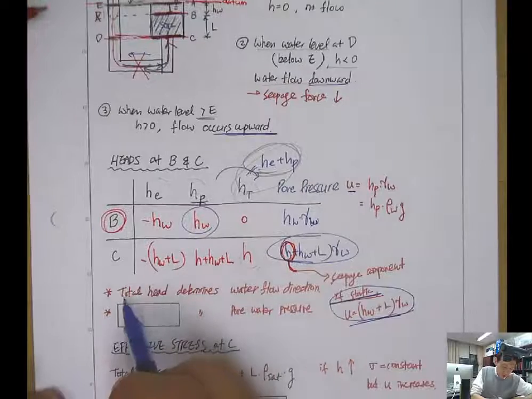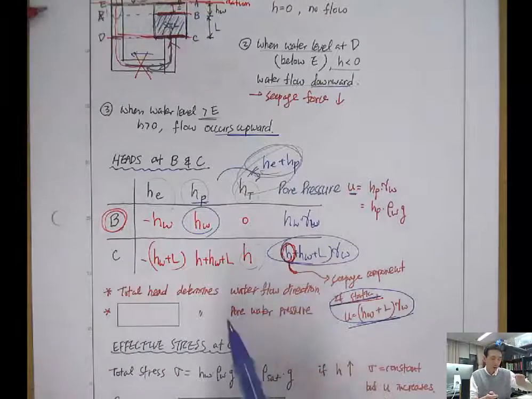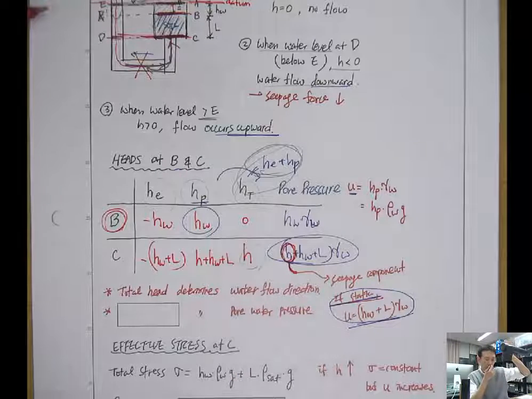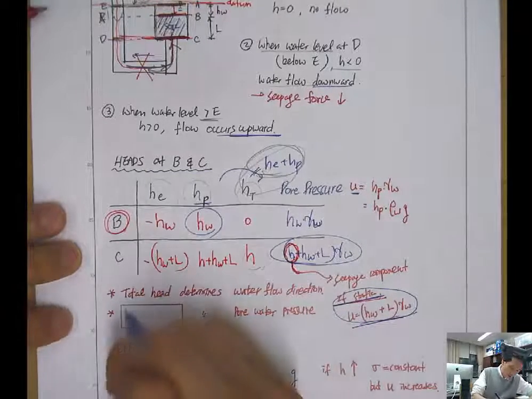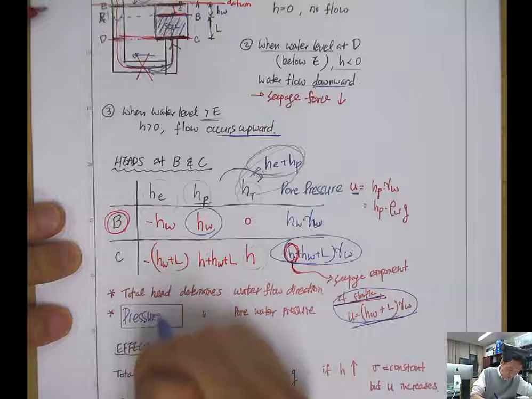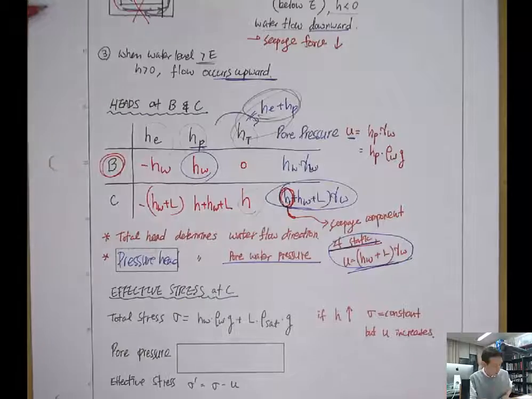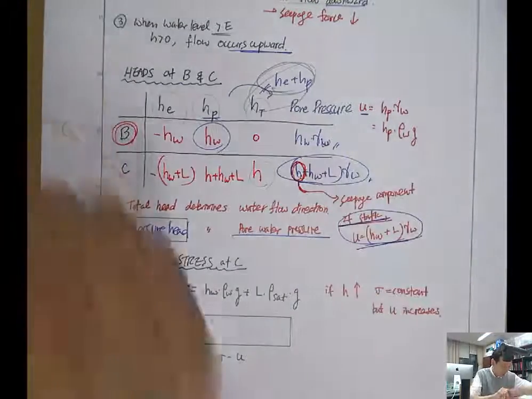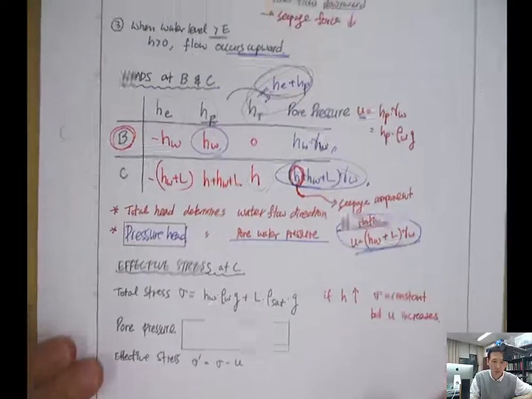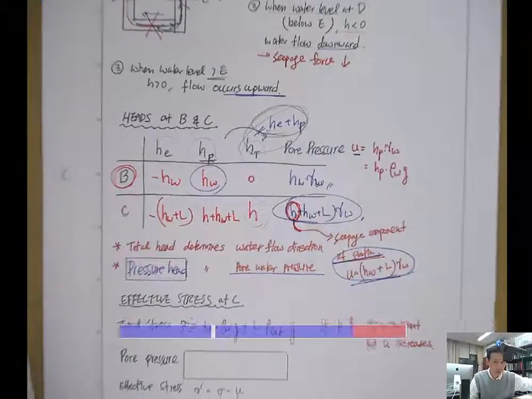Okay, so here the total head determines the water flow direction, whether you bring up the water pipe on the left side or lower it down. And pressure head determines the pore water pressure. And then, because we know the pore water pressure here, we can determine the effective stress at C. So let's do that. Let me zoom out.